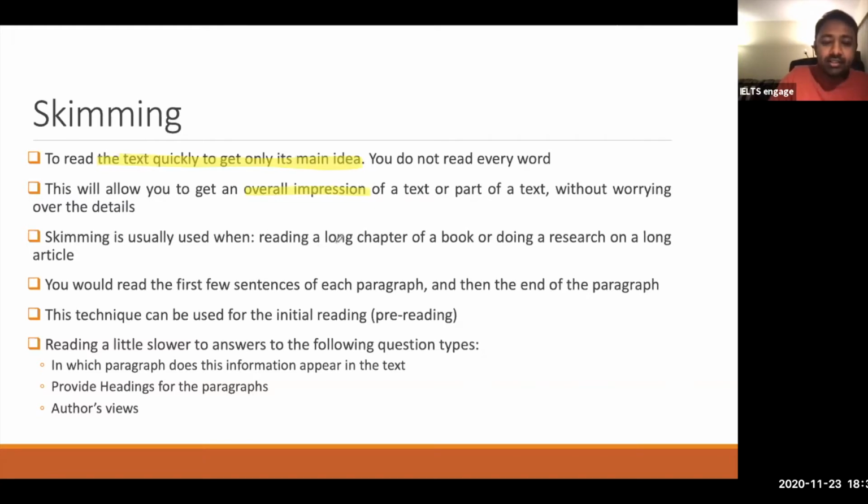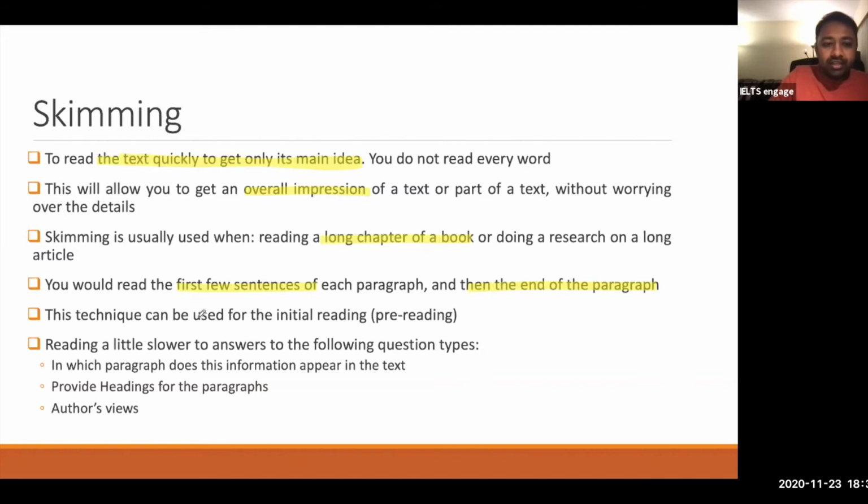We use this sort of technique when we are reading a long chapter of a book, or researching a long article, etc. What we can do is read the first few sentences of each paragraph and the end of the paragraph to get a general understanding of the paragraphs, and then you know exactly how the paragraph progresses. You can identify where you can find certain information when you go back to the passage.